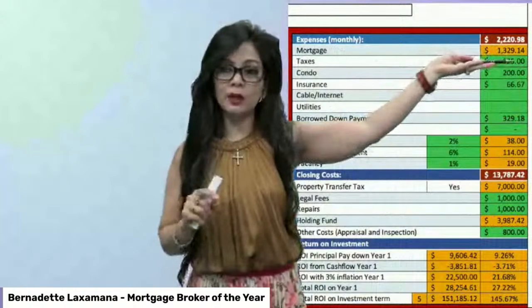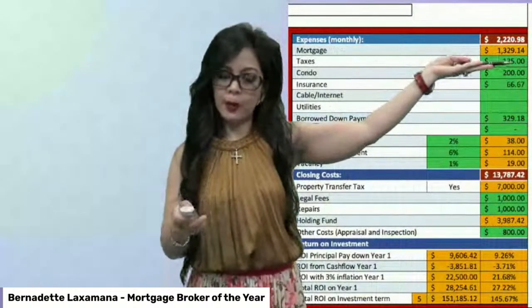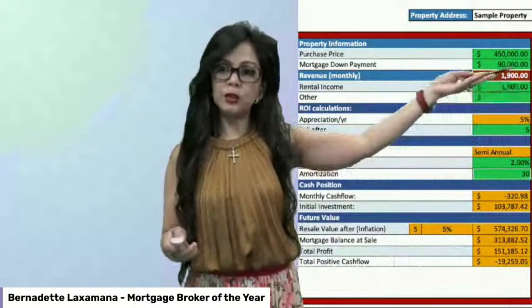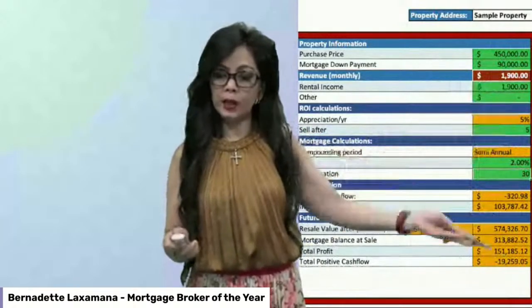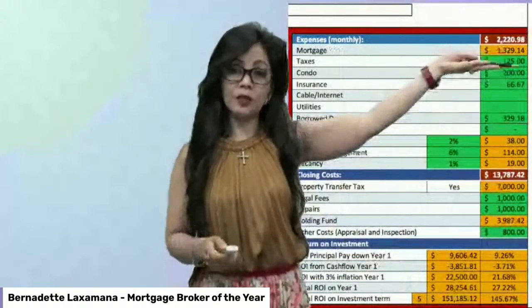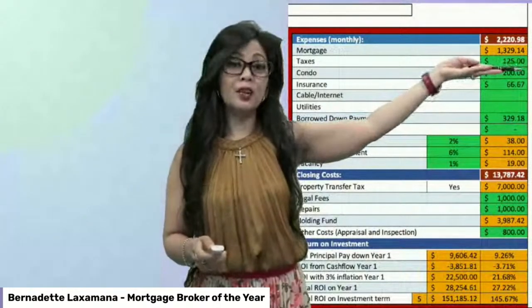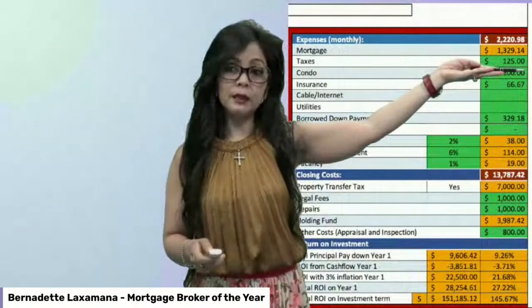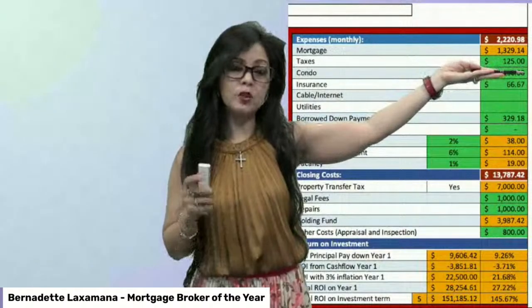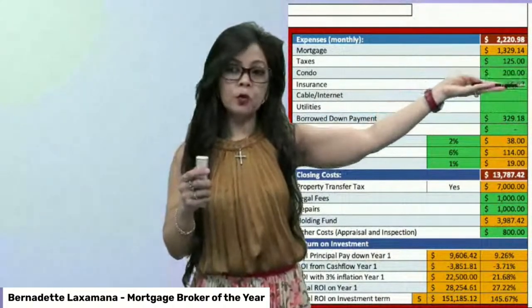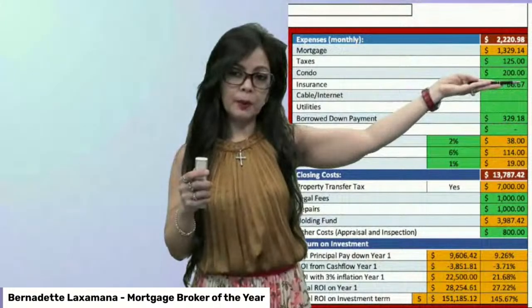Of course, number one is the mortgage. Right? So, when you type in the interest rate and the down payment, it will automatically calculate how much the mortgage payment is. And then, we need to know how much the taxes are that you will pay on a monthly basis. So, take the property tax divided by 12 and plug in that number. If there is a condo fee, plug in that number.